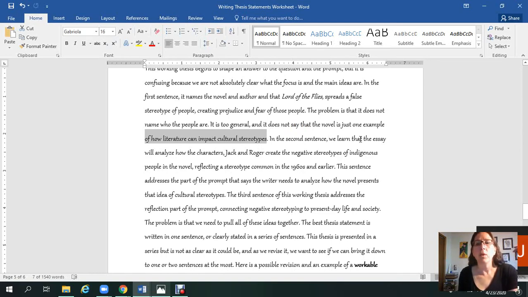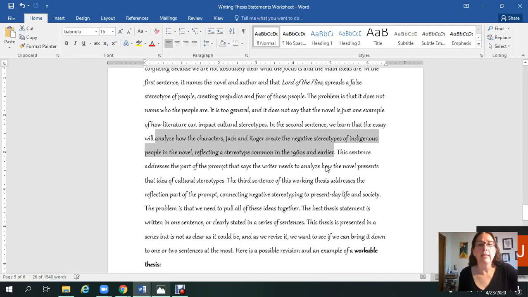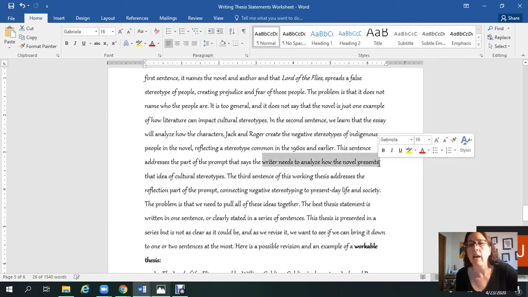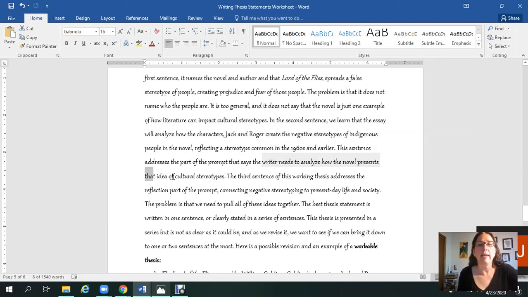In the second sentence, we learn that the essay will analyze how characters, Jack and Roger, create the negative stereotypes of indigenous people in the novel, reflecting a stereotype common of the 60s and earlier. This sentence addresses the part of the prompt that says the writer needs to analyze how the novel presents that idea of cultural stereotypes. Okay, so it does that, but it's a separate sentence from the first, and we really want to try to not have our thesis statement spread out across more than one or two sentences.